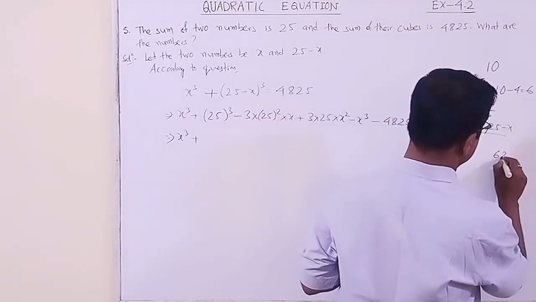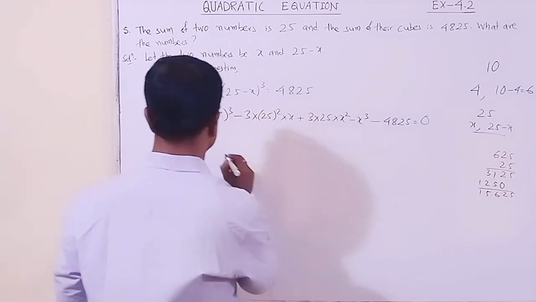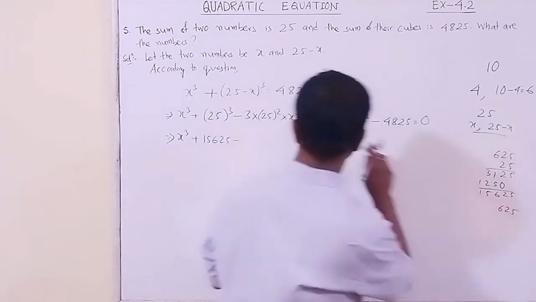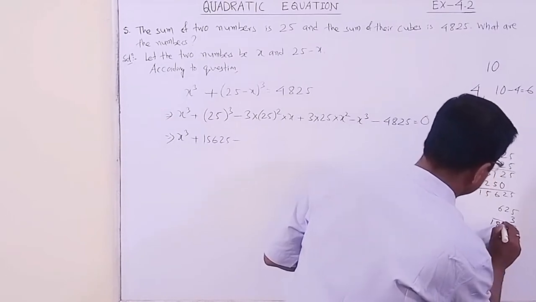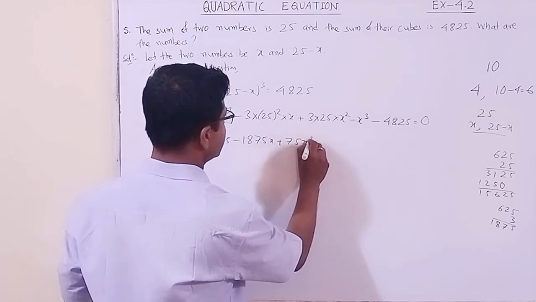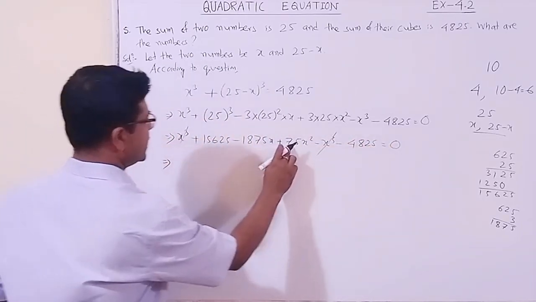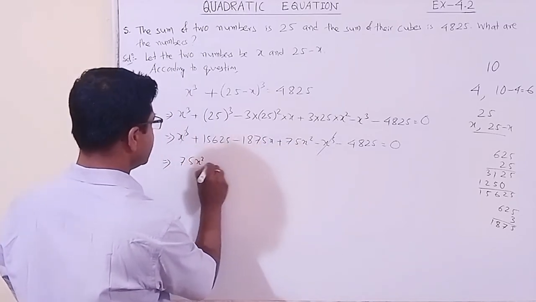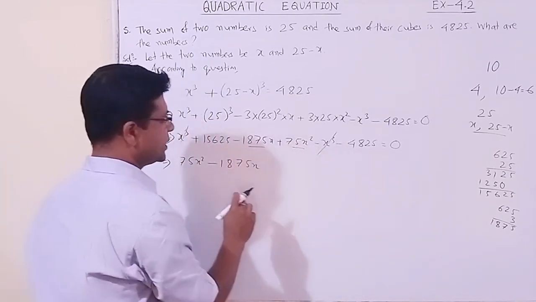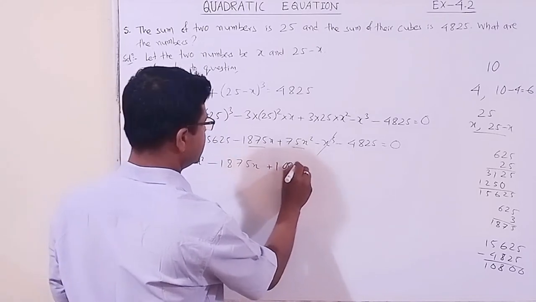25 cube you can easily find. 25 square is 625. Then into that again 25, it is 15625. Then this is 25 square, 625. This is 625 into 3. Let us multiply. 1875. This is x. This is 75 x square minus x cube minus 4825 is equal to 0. X cube will get cancelled. Now this 75 x square we shall write. Then this 1875x, these two are written. Then we have to subtract it. Okay, it is how much? 10800 is equal to 0.